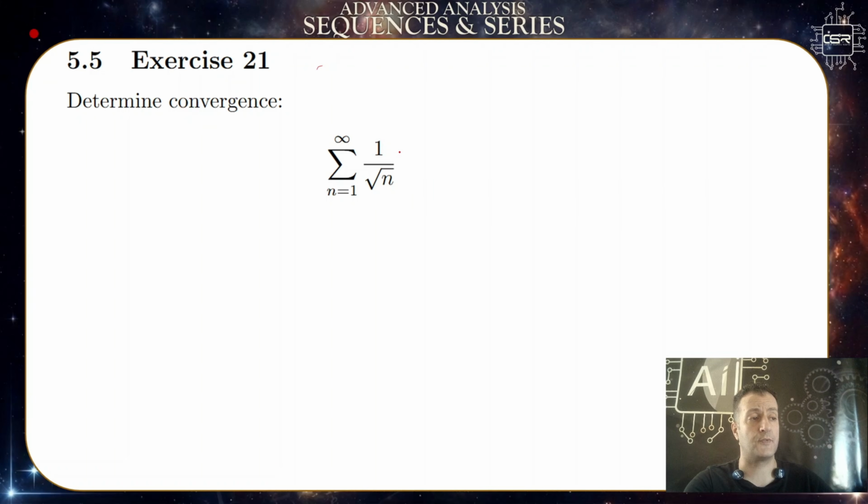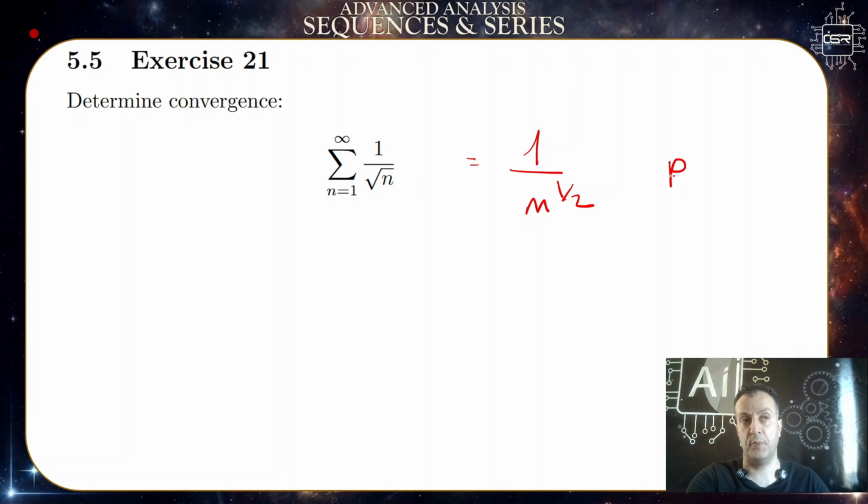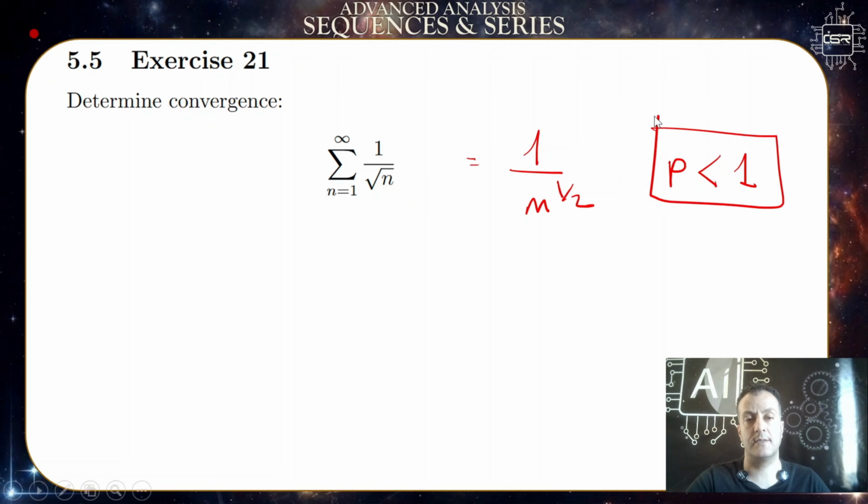Determine the convergence for the sum from n equals 1 to infinity of 1 divided by the square root of n. Okay, so the square root of n can be rewritten as 1 divided by n to the power of 1 half. So p here, because it is a p-series, p is less than 1, therefore it is divergent.